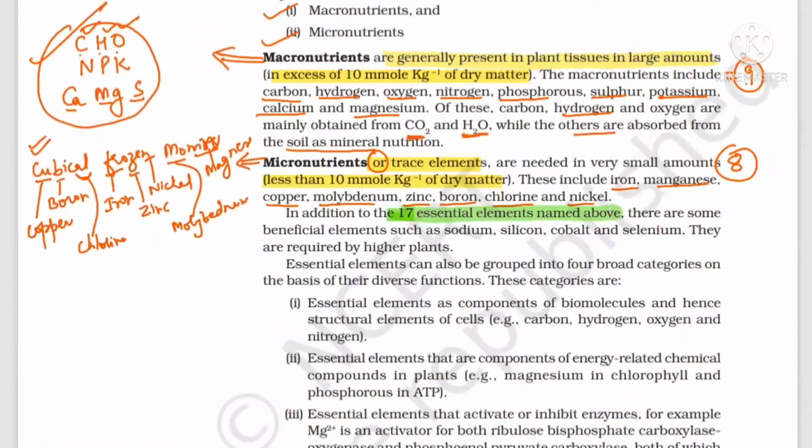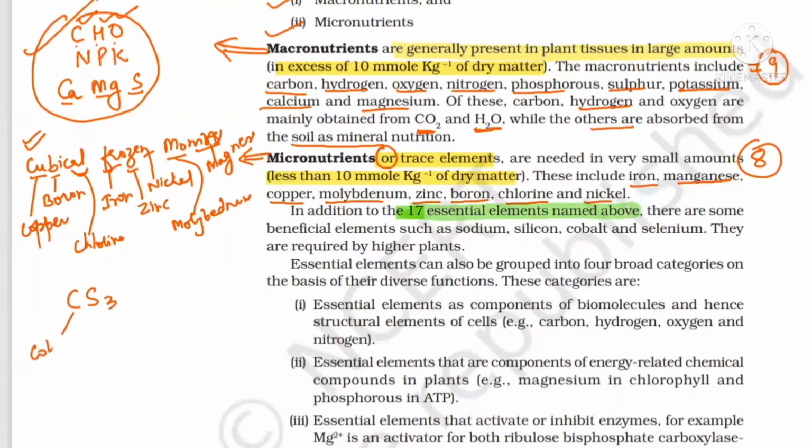Now 4 beneficial, learn this with CS3. C is cobalt. S3, you have to write: sodium, silicon, and selenium. These all are your beneficial elements.